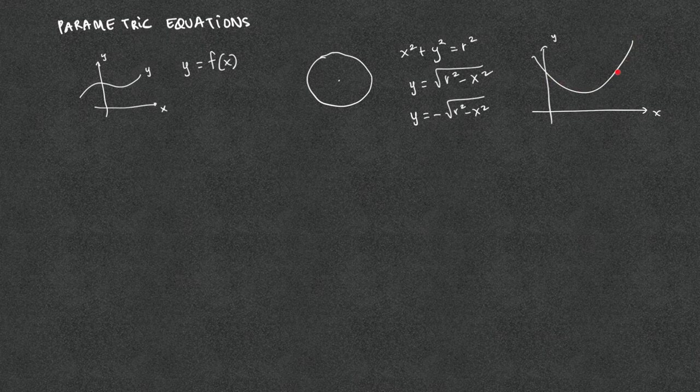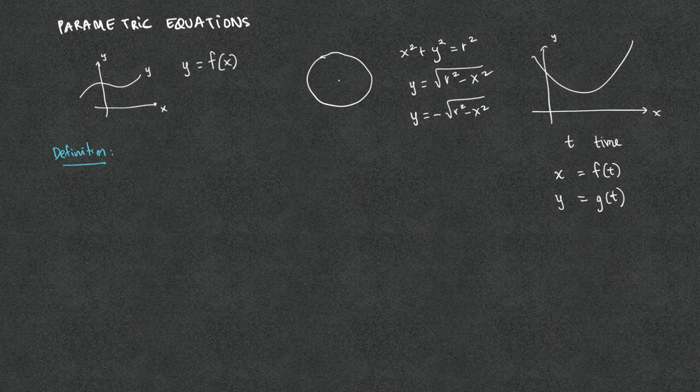Observe that the position of the particle depends on the third variable, time. So we introduce the third variable t for time, and we notice that the x-coordinate depends on time and the y-coordinate depends on time, where x and y are now functions of t, the third variable. t is called the parameter.